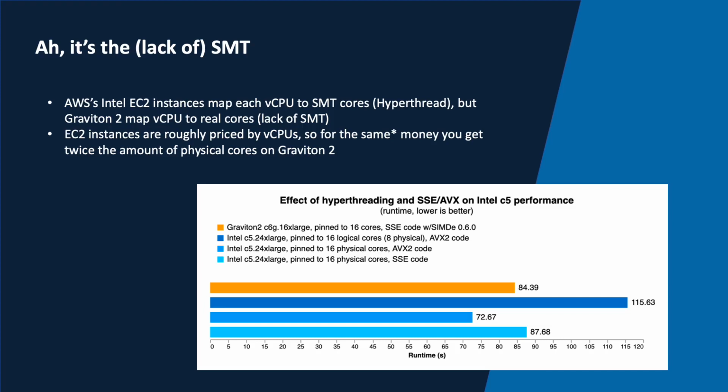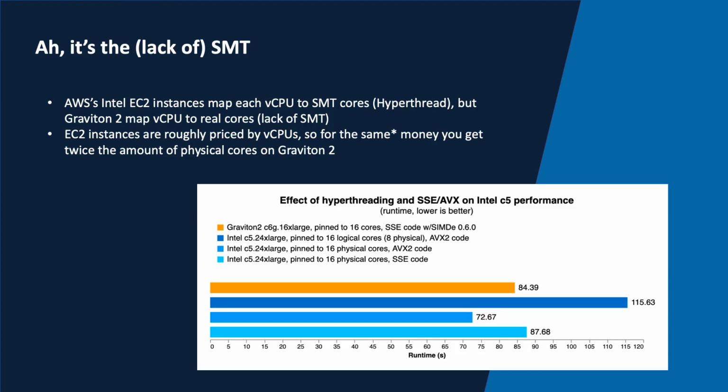So AWS is kind of forced to sell vCPUs as physical cores. And typically the price bracket is determined by these vCPU counts. So a 16 vCPU instance is at almost the same price no matter what architecture it actually is. So the result is that with the same amount of money, for Intel, we're getting hyperthreads. We're just getting 8 physical cores for 16 vCPUs. But on Graviton2, we're getting 16 actual cores.